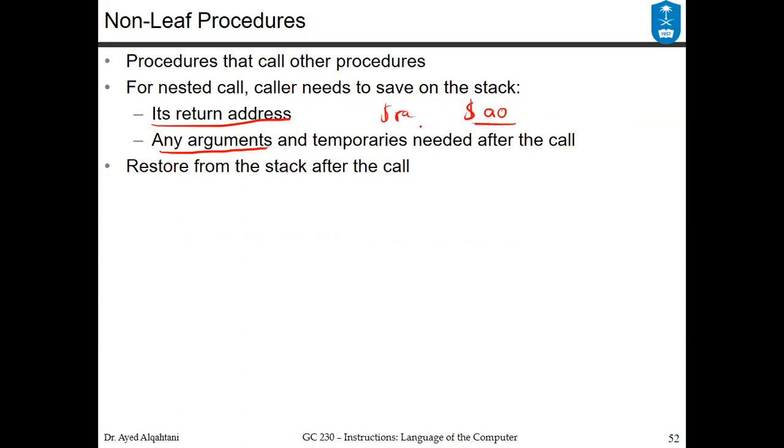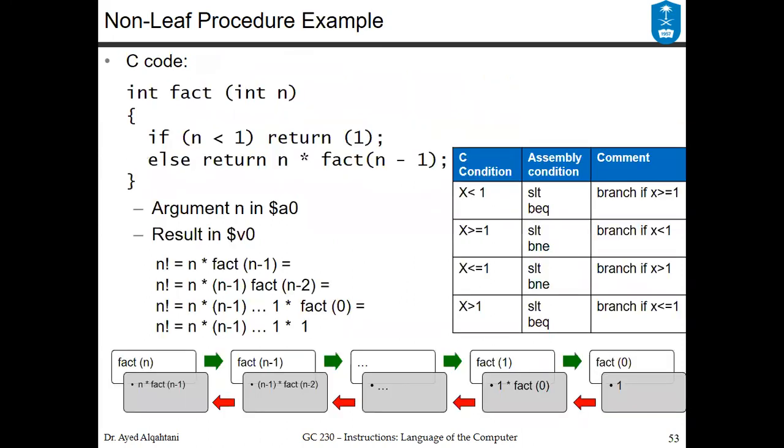So these you can see them pushed in the stack. And when you restore from the stack after the call, you need to pop them. As an example, we chose a recursive call for finding the factorial of an integer n. Just to remind you, the factorial of n is n times n minus 1 times, you go down the numbers until 3 times 2 times 1, and that's it.